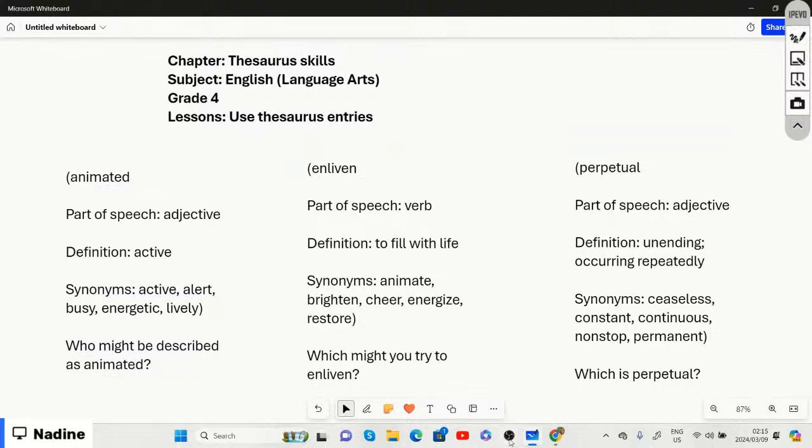So these are basically a few of our thesaurus entries. It is basically a word that is given in the thesaurus book. They give us the part of speech, they give us the definition, and then they give us the synonyms of that specific word. So that is our thesaurus entries.